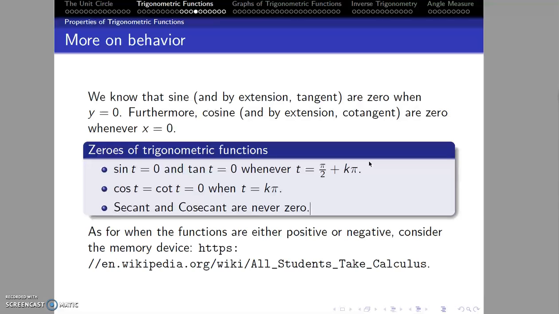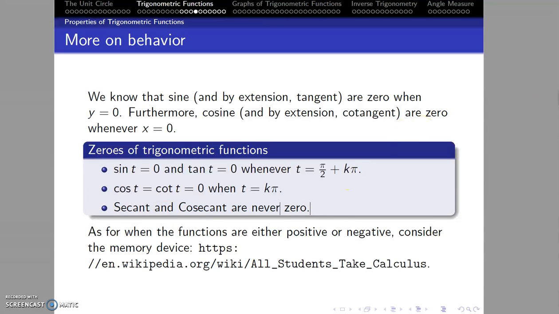And you can stop and think about that for a moment and think, okay, so I've got secant being 1 over sine. So I've got 1 over some number between negative 1 and 1. When is that 0? And the answer is never. So secant and cosecant can never be 0.